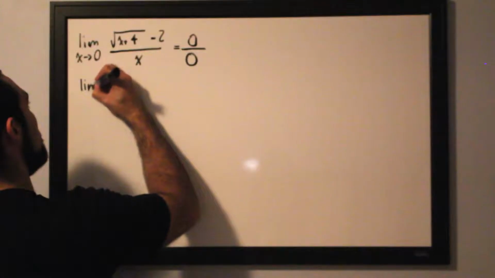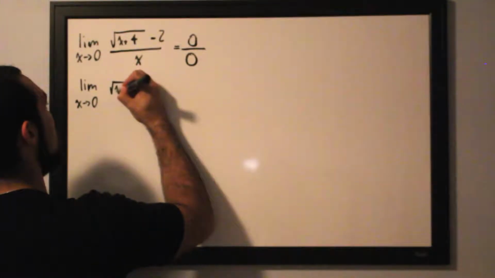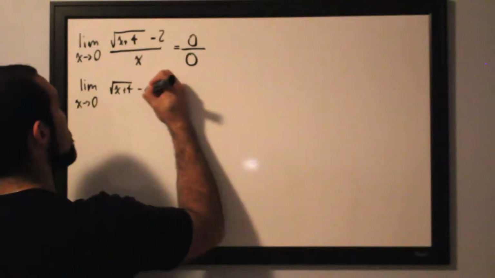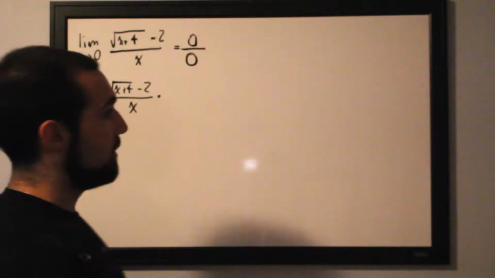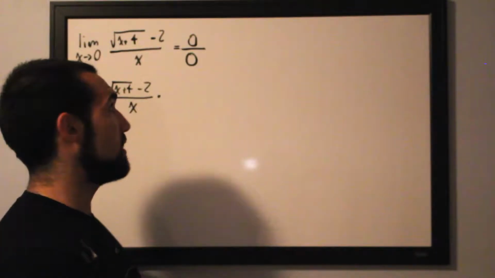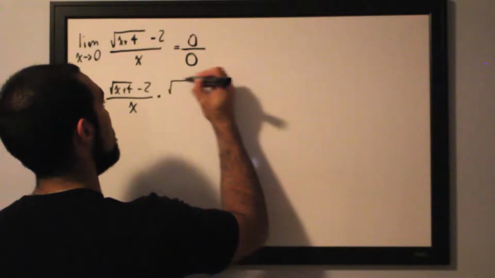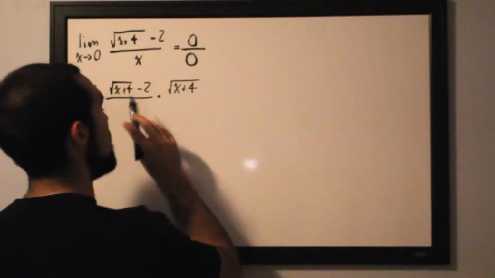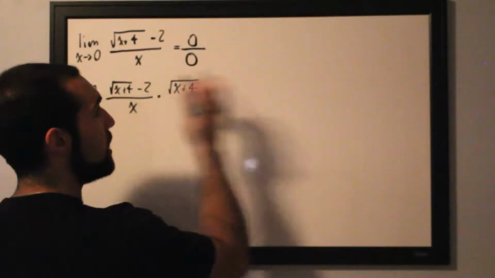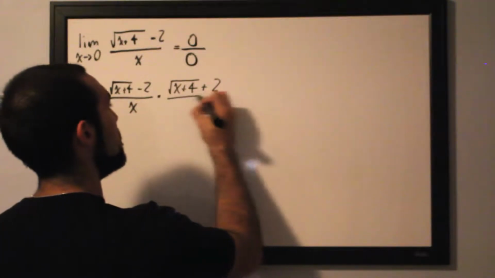So we're going to take the limit as x approaches 0 for the square root of x plus 4 minus 2 over x, multiplied by the conjugate. Taking the conjugate is basically taking the term that contains the square root, as I had mentioned yesterday, and changing the sign. So if this was a minus, we would make this a plus right over here. If this was a plus, we would make this a minus.